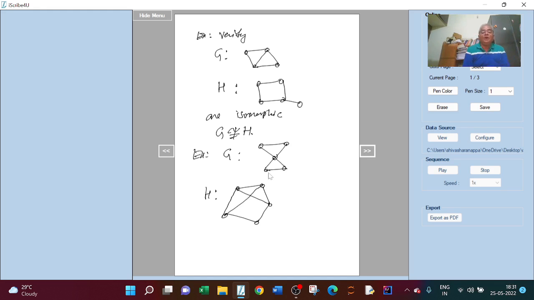Now, how many edges are here in this G? 1, 2, 3, 4, 5, 6. Here we have 1, 2, 3, 4, 5, 6, 7. Number of vertices are the same. But the number of edges, here we have 3 plus 3, 6 edges, and here we have 7 edges. Therefore, here also we can say that G is not isomorphic to H. We consider one more example.